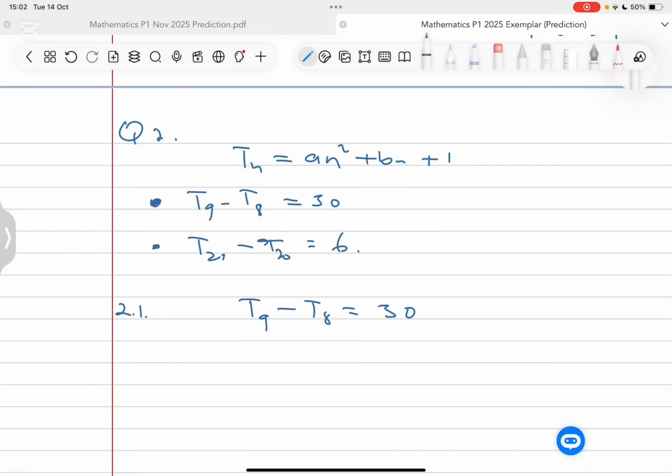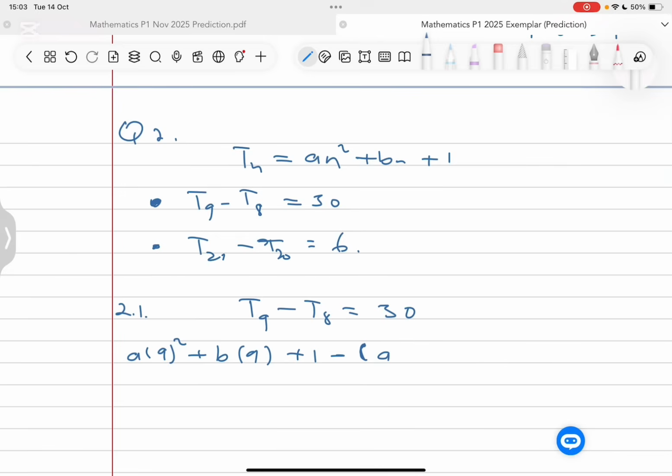So now, this means I'm going to have a times 9 squared plus b times 9 plus 1. So what I've done here is that I've taken this and substituted the 9 at the end. But remember, we are subtracting this term 8. I'm going to put a bracket here because I have a trinomial. I'll build a trinomial inside the brackets there.